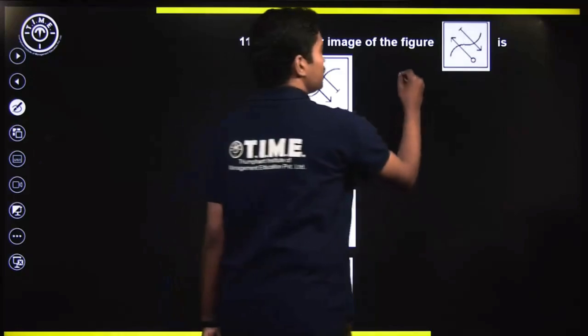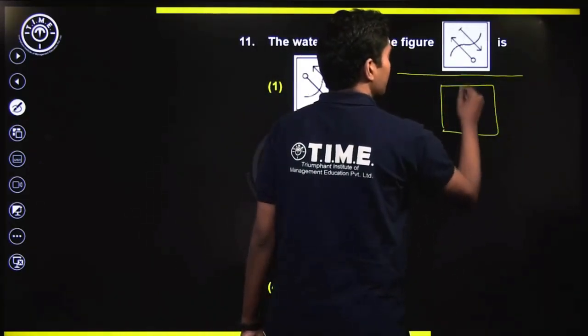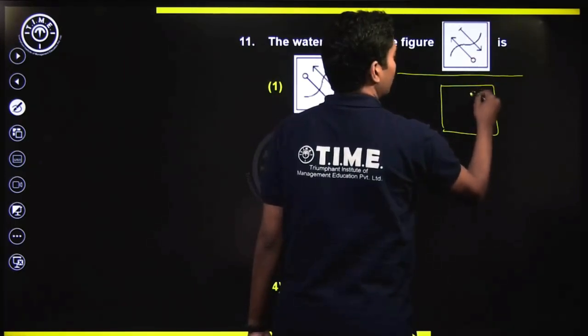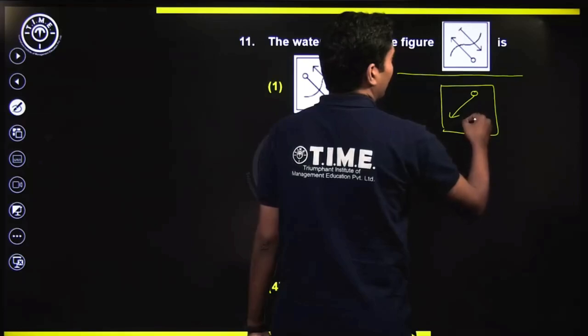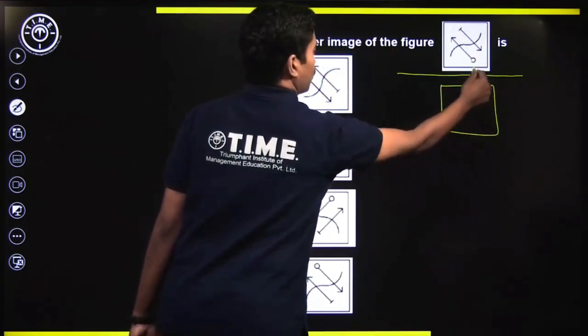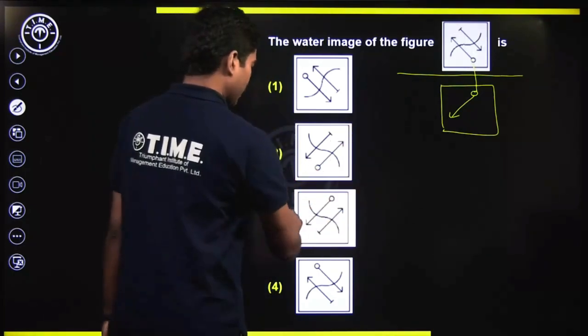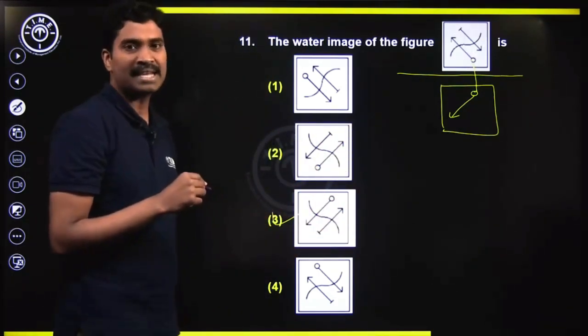The water image means, assume this is the water and what will be the reflection around this, right? Take this arrow for example. This arrow has to look something like this, right? And the other arrow, we can draw it, but let's check how many of them correspond to this very closely. That's only one option, that's option 3.